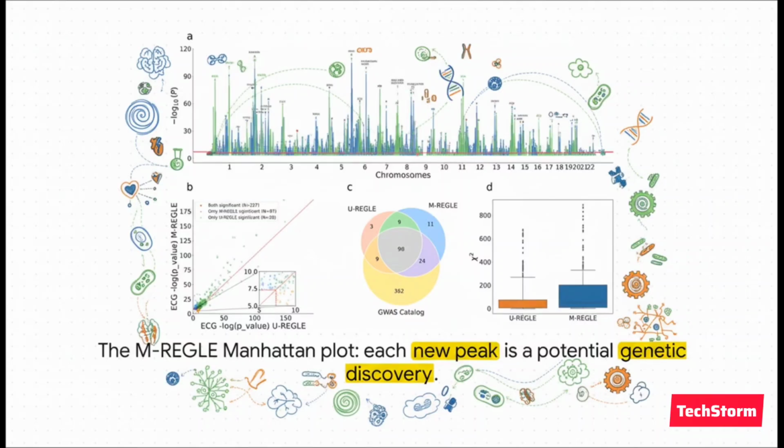This is a Manhattan plot, and it basically shows us all the genetic discoveries MRegle made when it looked at 12 different heart readings, ECG leads, all at once. Every single one of those giant peaks shooting up past that red line, that's a potential new genetic discovery for heart health. By putting all the data together, it's finding stuff that was just impossible to see before.